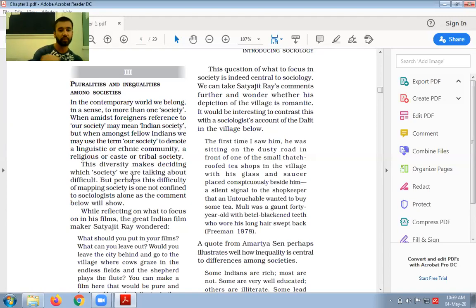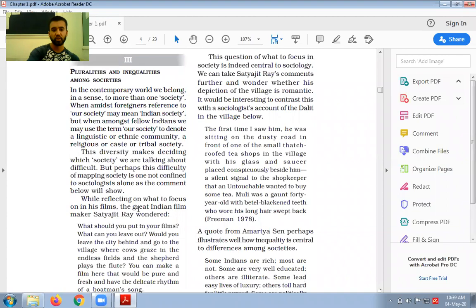This diversity, I'm talking about the next paragraph, right? Look at the cursor. I'm just going through the lines and using my cursor as well to tell you from where I'm reading. Okay, so: this diversity makes deciding which society we are talking about difficult. But perhaps this difficulty of mapping societies, one not confined to sociologists alone, the comment below will show, while reflecting on what to focus on in his films the great Indian filmmaker Satyajit Ray wondered.